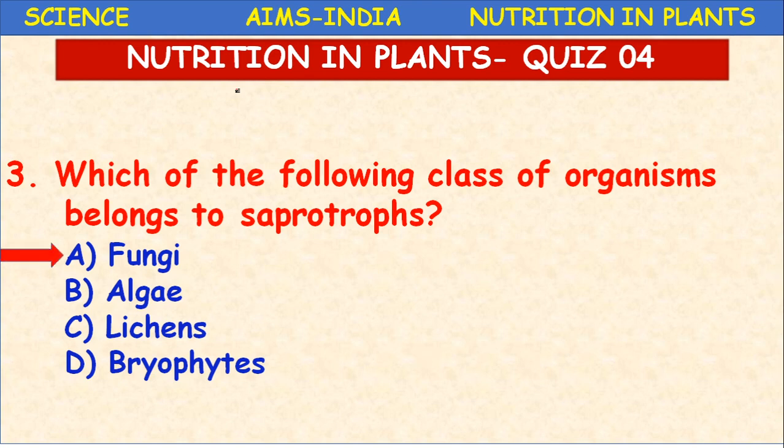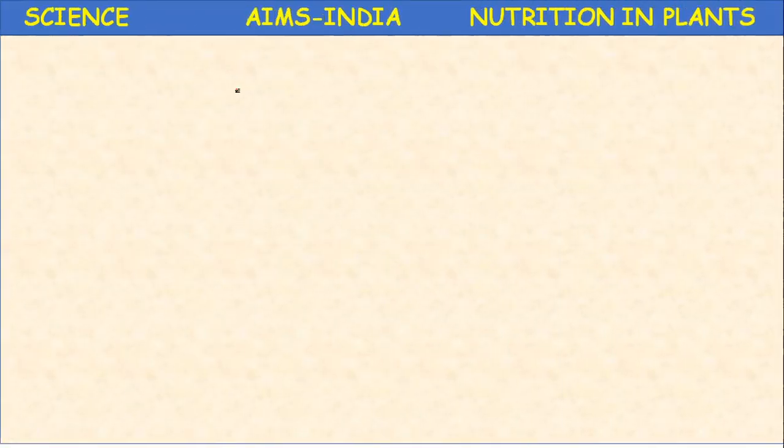Fungi. Okay. So why are they called saprotrophs? Because they decay and decompose dead organisms and absorb the nutrients. So such organisms are called saprotrophs. Algae is autotroph. Lichens, it is symbionts. Bryophytes, again autotroph. Okay. Next.